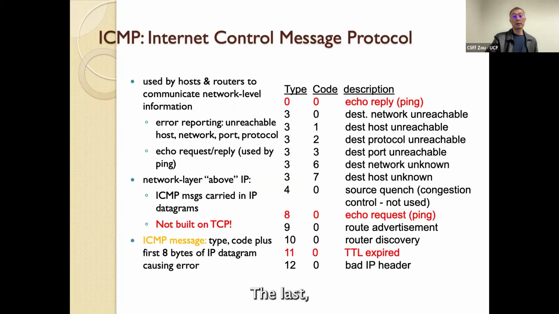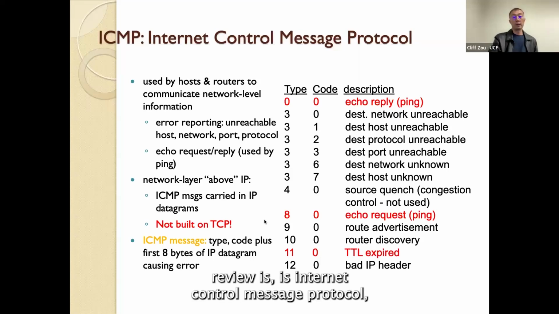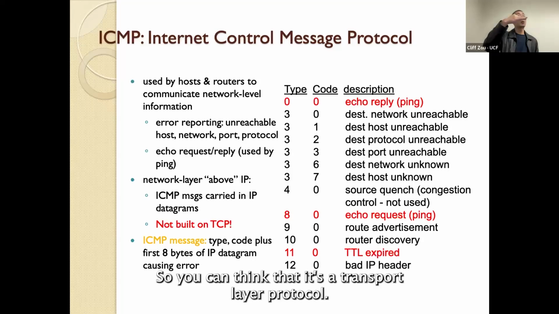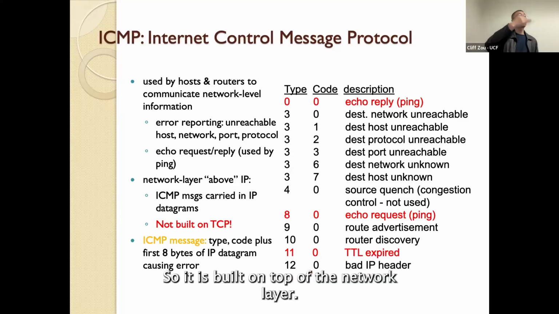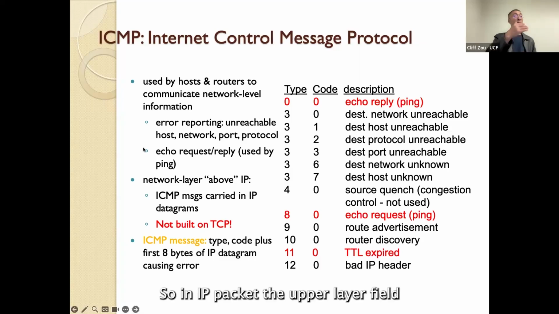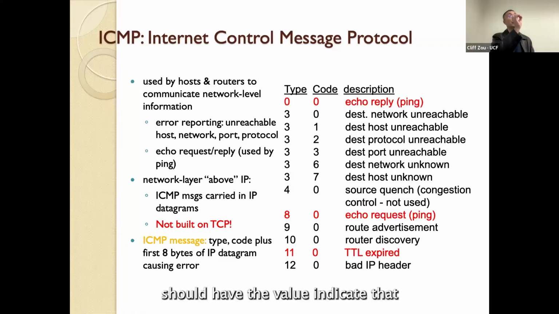Okay, the last concept I want to review is Internet Control Message Protocol, the ICMP protocol. ICMP is in an equivalent role as TCP and UDP, so you can think of it as a transport layer protocol. It is built on top of the network layer, on top of the IP protocol. In an IP packet, the upper layer field should have the value indicating that this is an ICMP packet.